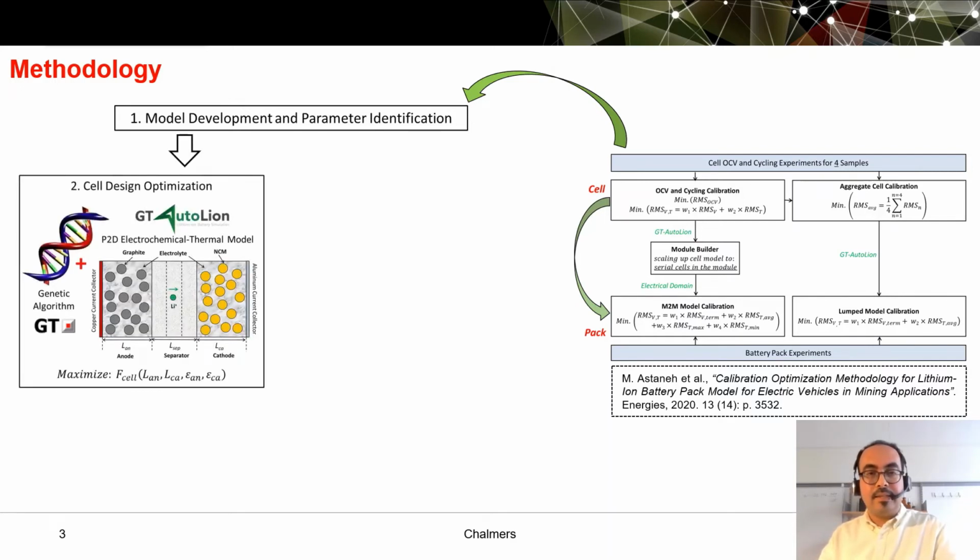At the second stage, we have cell design optimization, where we employ GT-AutoLion to model lithium-ion battery cells using the electrochemical thermally coupled approach. The parameters that here we use for the purpose of cell design optimization are electrode thicknesses and porosities. And our objectives at the cell level are specific energy of the cells and maximum cell temperature.